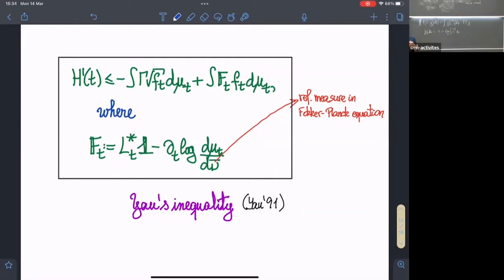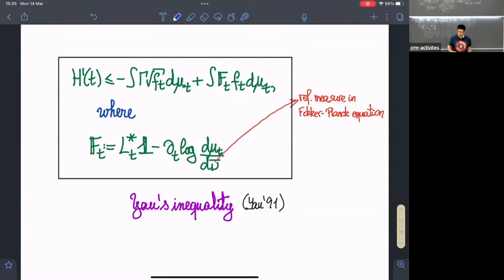So for a moment, let us imagine the case in which the invariant measure, the reference measure μt, does not depend on time. So it's a fixed measure μ. So there is no time dependence on the reference measure. Let's imagine that μt is equal to μ, does not depend on t. If this is the case, then this function f of t is just equal to L star of one. One here means the constant function equal to one.